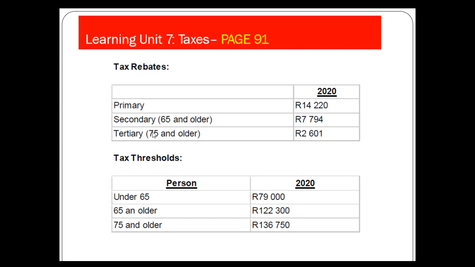Now we've got what we call the tax threshold. If you are under the age of 65 and you are earning 79,000 per annum, you are totally exempt from paying tax. But if you are 65 years and older and you are earning 122,300 per annum, you are not going to be taxed at all. In other words, anything up to 122,300 won't be taxed. If you are 75 years and older, as long as you are earning 136,750 per annum or less, you won't pay tax. So we call them tax thresholds.